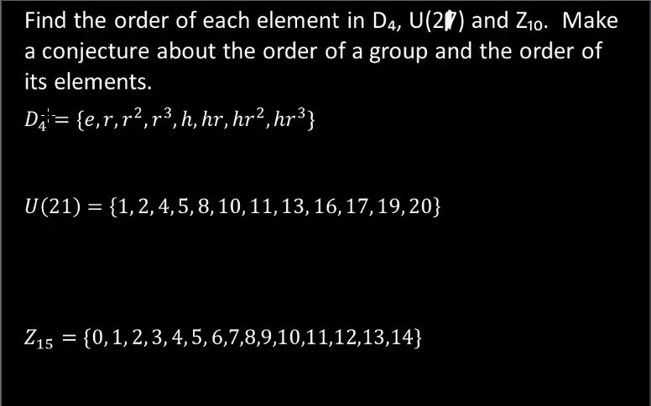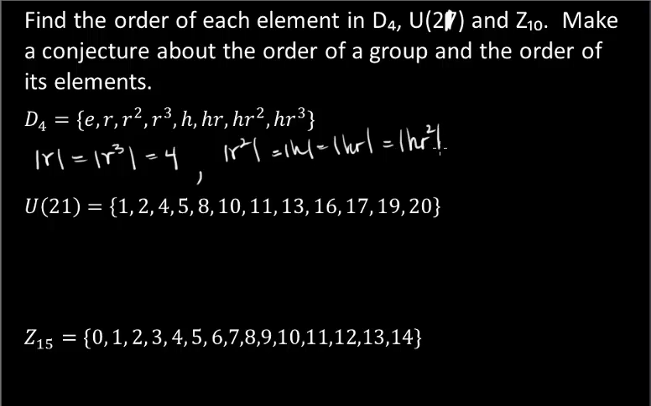So in D4, we know that the order of R is the same as the order of R cubed, which is equal to 4. Because if you generate the little subset, you'll get R squared, R cubed, and the identity. Whereas the order of R squared is 2, and so is the order of H, the order of HR, HR squared, and HR cubed. They all have order 2 because when you square them, you get the identity. So this is a very familiar group.